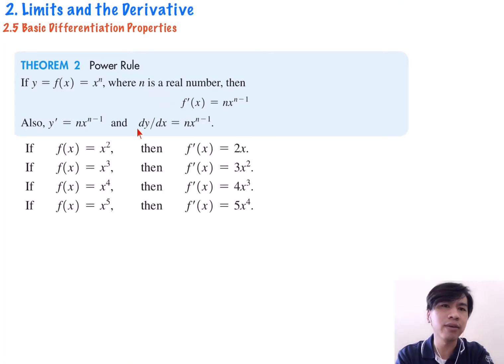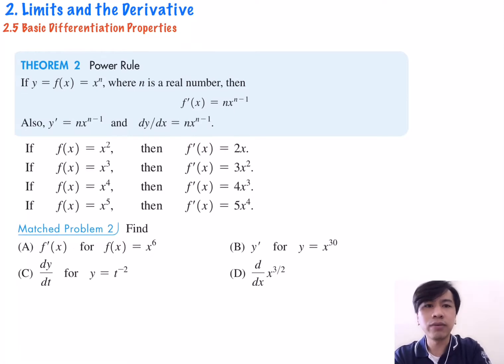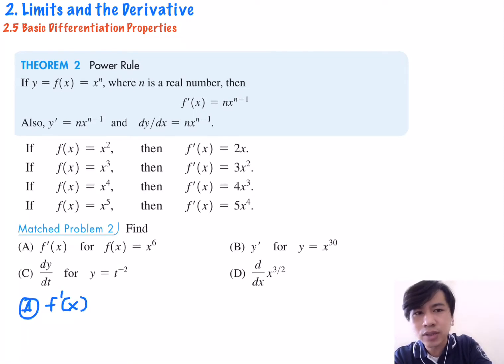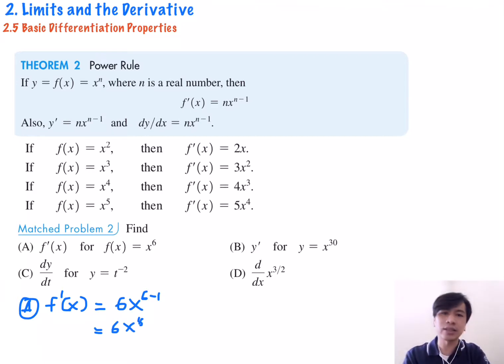If we have something like x squared or x to the power of n, then the derivative will have this pattern: n times x to the power of n minus 1. Let's try some problems. Okay, so if we have for A x to the power of 6, then what is the f prime of x? So again, this will be 6x to the power of 6 minus 1, and then we'll get 6x to the power of 5. This is the answer for A.